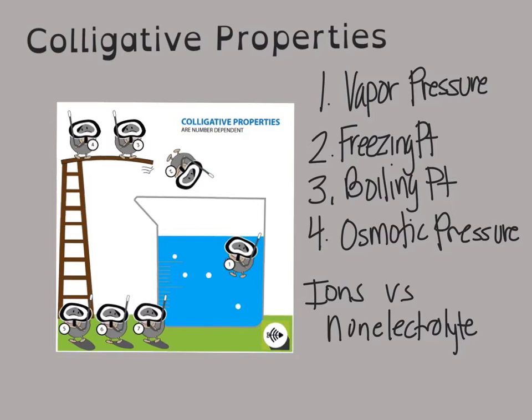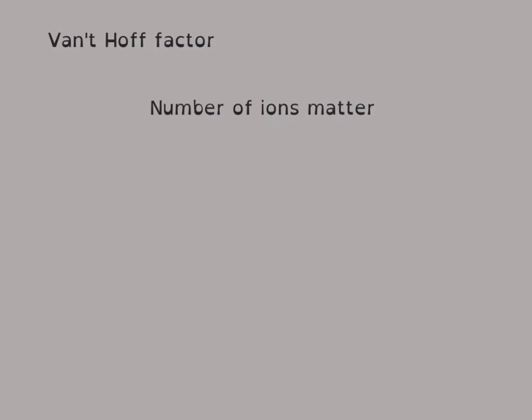The 4 colligative properties are vapor pressure, freezing point depression, boiling point elevation, and osmotic pressure. There is another factor to consider along with concentration, and it is whether you have ions or substances that do not dissolve into ions, which are called non-electrolytes. In the case of colligative properties, it matters how many ions or particles are dissolved, because the number of particles will change the overall effect.